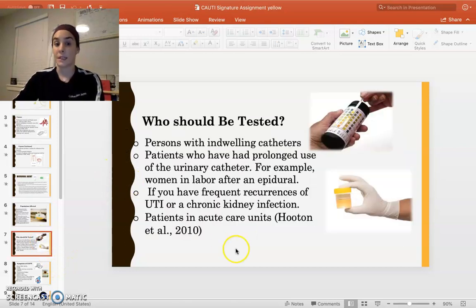So who should be tested? Persons with indwelling catheters, patients who have had prolonged use of the urinary catheter, for example, women in labor after an epidural like myself, and if you have any frequent recurrences of UTIs or a chronic kidney infection. So patients who are in the hospital for kidney failures, they're having problems with infections, they're having fevers, and they have the catheter on, those are the ones who should be tested.